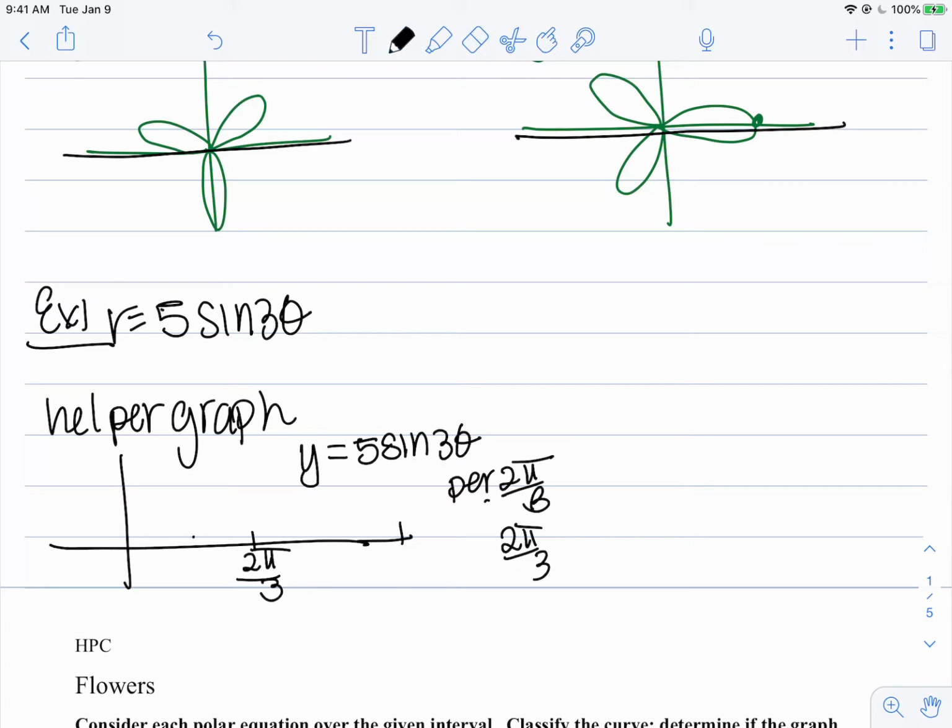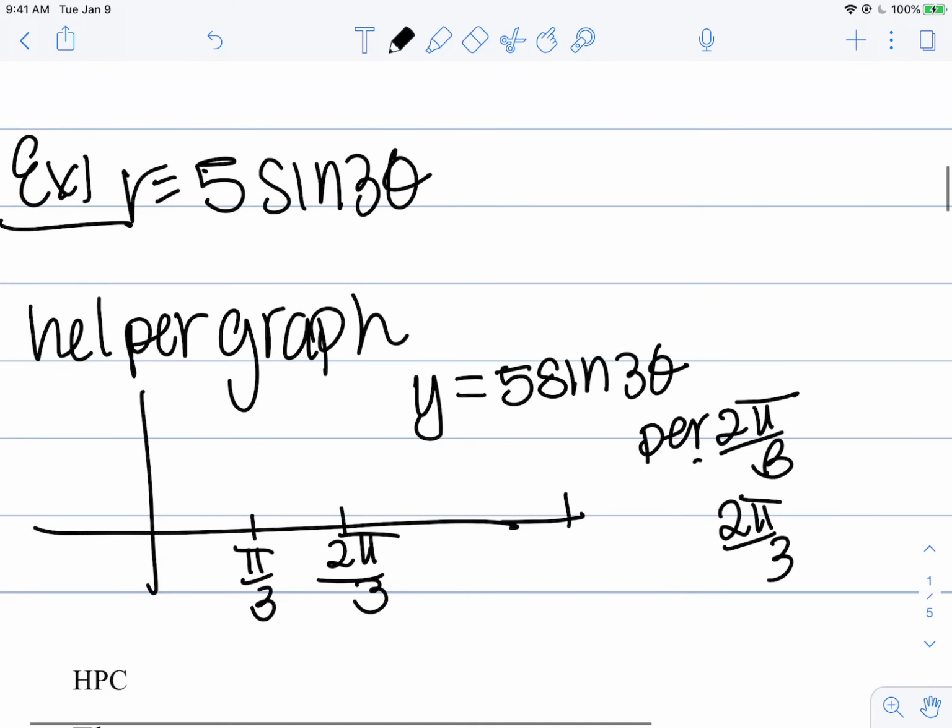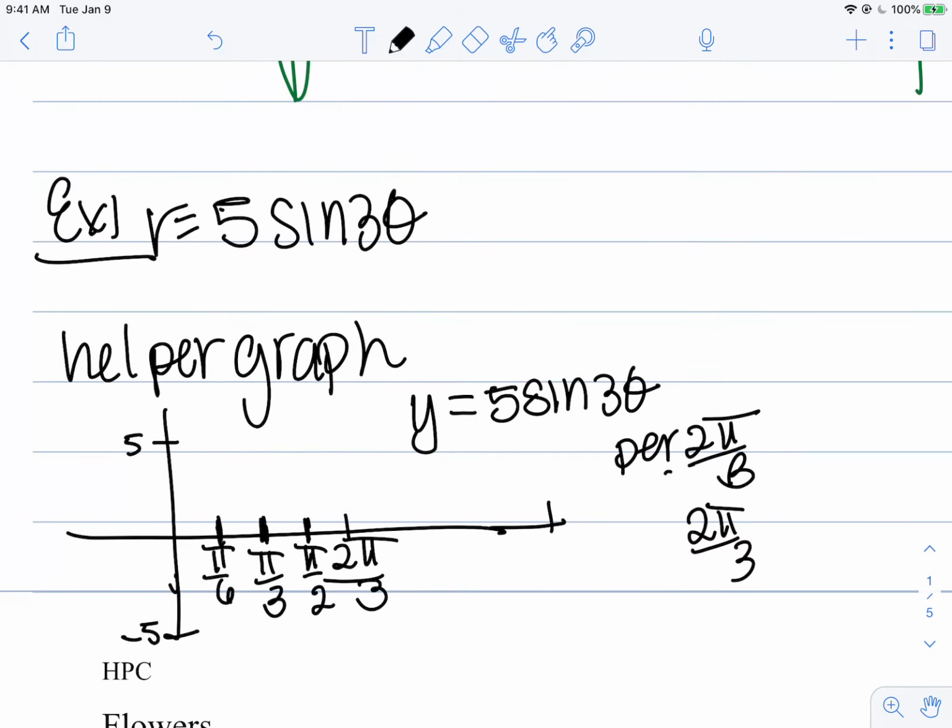Okay, and you have your midpoint, so pi over 3, your quarter point, and your third quarter point. So 1, 2, 3 pi over 6, which is pi over 2. So then you have a max of 5 and a minimum of -5. So sine starts at equilibrium and then goes up and down, right? What you want to do for these, you want to go all the way to 2 pi to see how many cycles you're going to have.